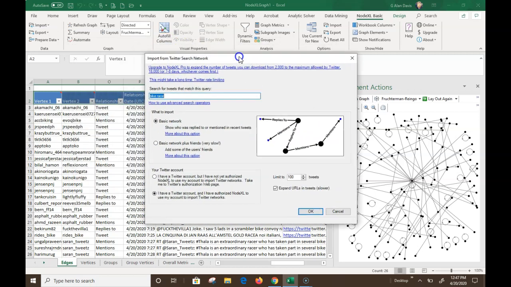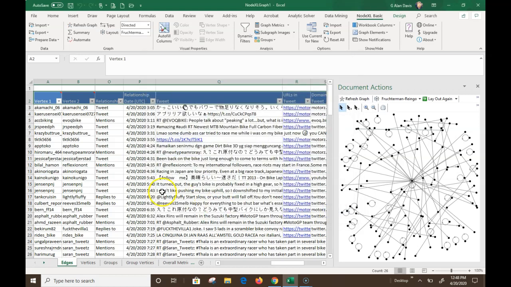So the phrase that I searched on here was bike race, and I decided to limit the tweets returned to 100 so that I wouldn't get too many and my graph wouldn't be too crowded. So I already did this search, and here are the results here.